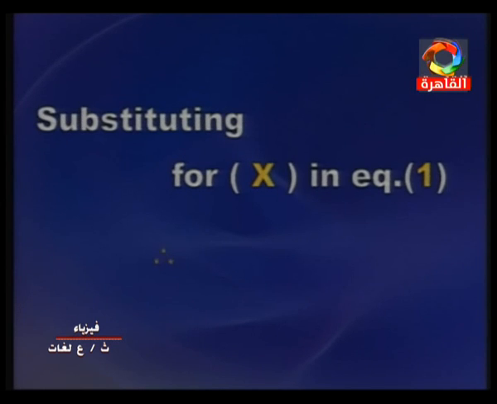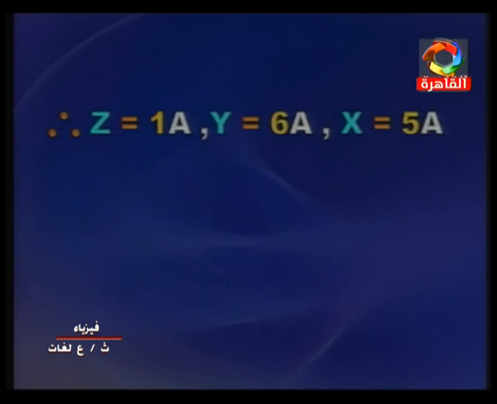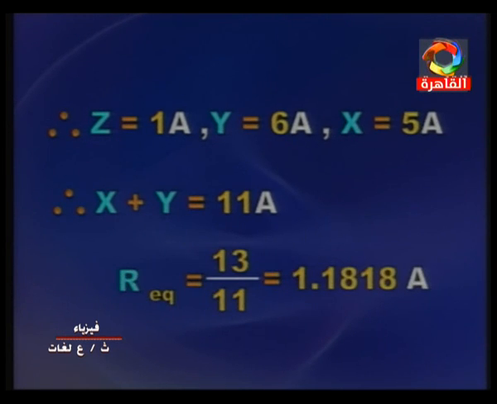Substituting for X in equation 1, Y is equal to 6Z. And substituting for Y in equation 3, X is equal to 5Z. Substituting for X and Y in equation 1, Z is equal to 1, Y is equal to 6, X is equal to 5. So the main current, which is X plus Y, is equal to 11. R equivalent, of course, is equal to V battery, 13, over the total current, which is 11. It is 1.18 ohm.